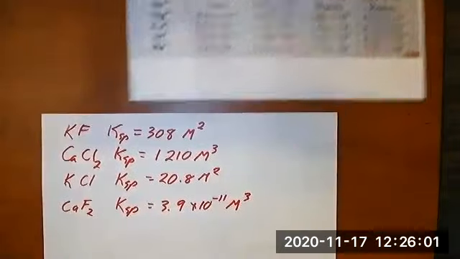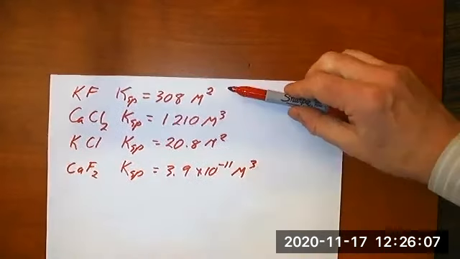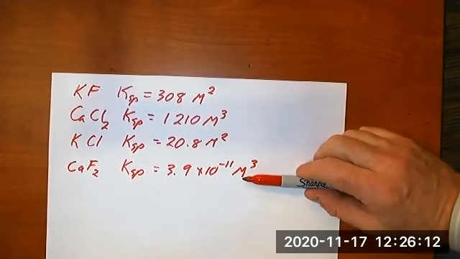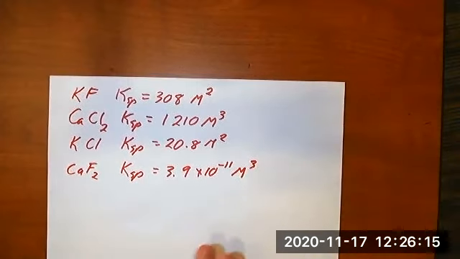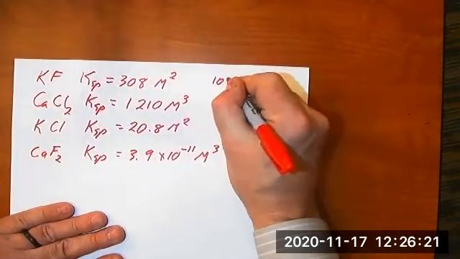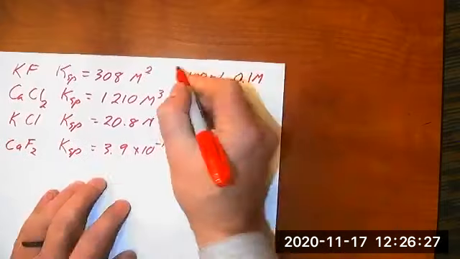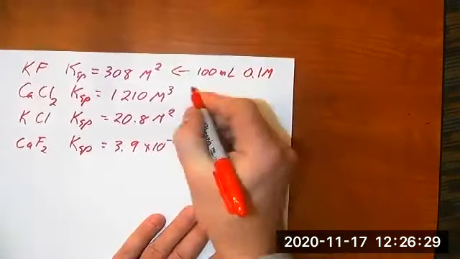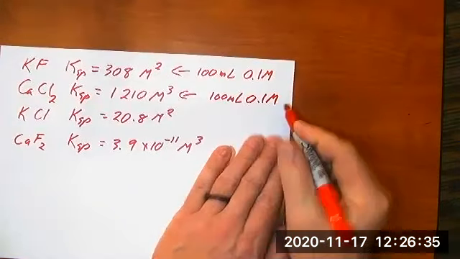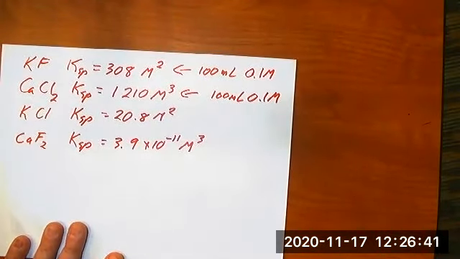So you may be able to see why I picked these particular examples, because we have 3 cases where we have relatively large KSPs, and we have one that is absolutely tiny. Okay, so this is the setup. So what we're going to do is make 100 milliliters of a 0.1 molar solution of KF, and 100 milliliters of a 0.1 molar solution of calcium chloride. We're going to mix them together, and then we're going to ask what happens.